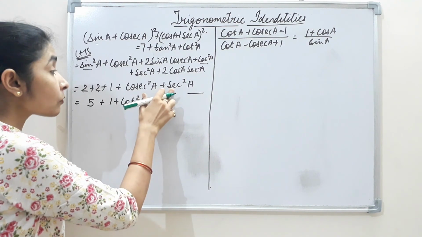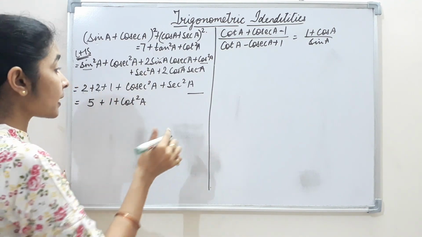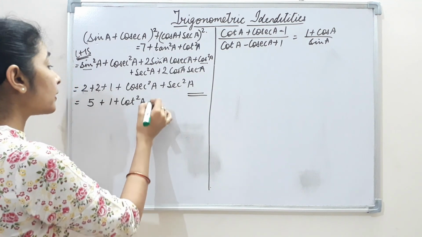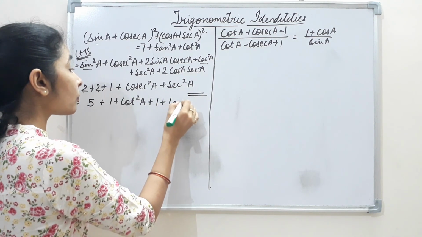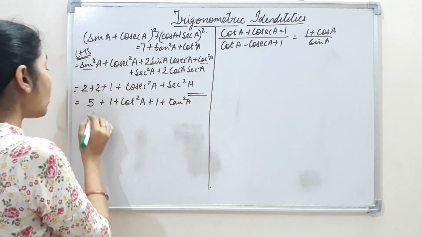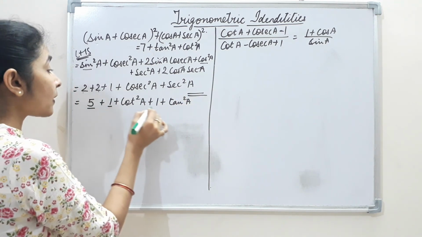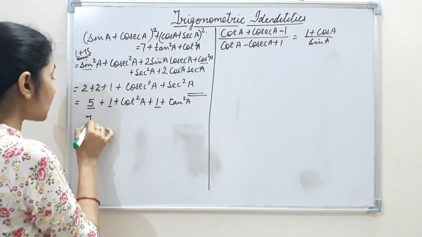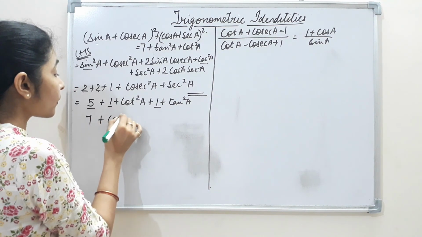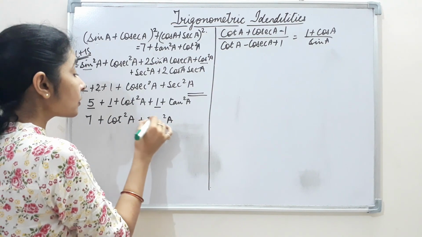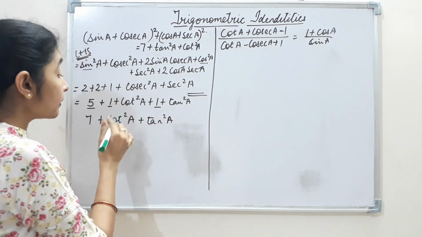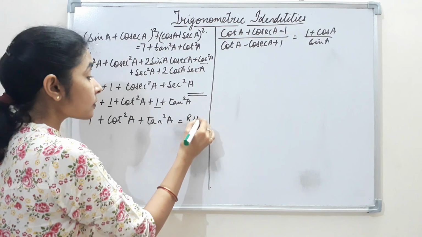Next is sec square A is equal to 1 plus tan square A. Again I will write the identity here, and I will change this sec square A into 1 plus tan square A. Now already I am having 5 here, plus 1 is 6, plus 1 is 7. So 7 plus cot square A plus tan square A. Now this is equal to RHS, hence we have proved it.